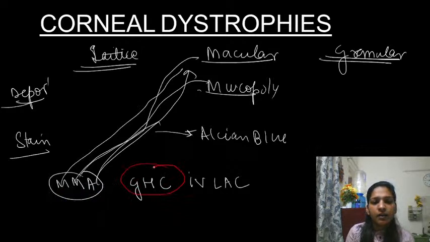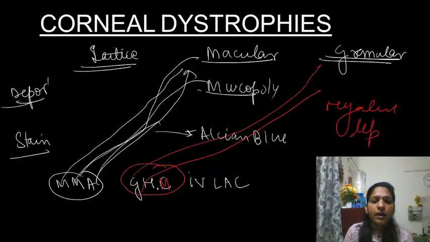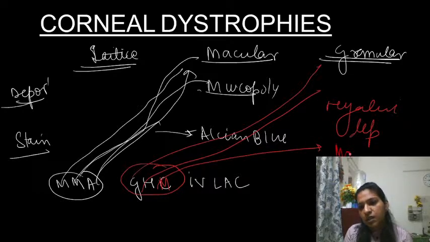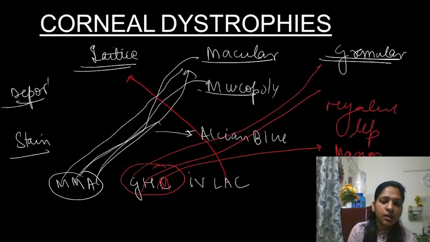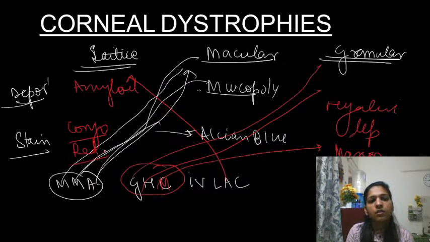Now get her men. So G is for granular, H is for hyaline deposits, and M is for Masson trichrome. Stain used is Masson trichrome. Okay, and in Los Angeles country, L is for lattice, it will have deposition of amyloid, and it can be stained with Congo red. Okay.